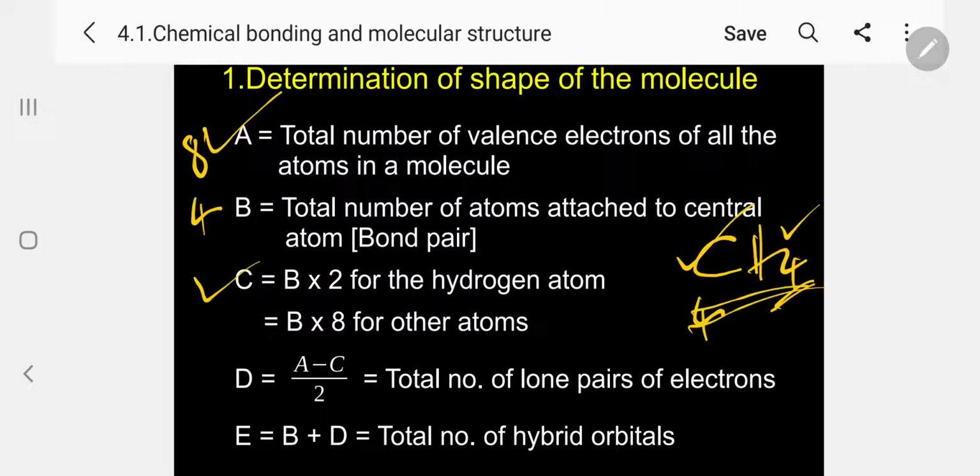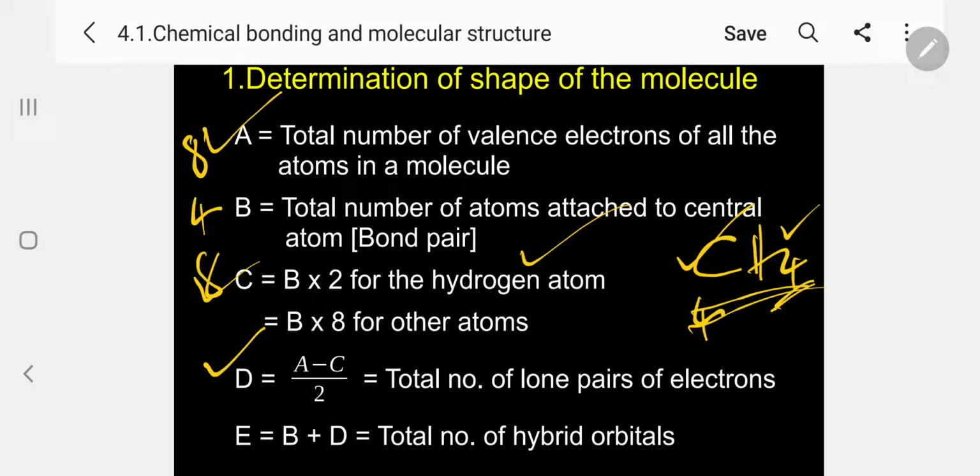What is C? C equals B into 2. In the case of a hydrogen atom, 2 into 4 is 8. Suppose for other atoms, it is B into 8, because of the central octet of 8 electrons; only for hydrogen it is 2, so we multiply with 2 for CH4. Suppose carbon tetrachloride, we have to multiply it by 8. So C is 8.